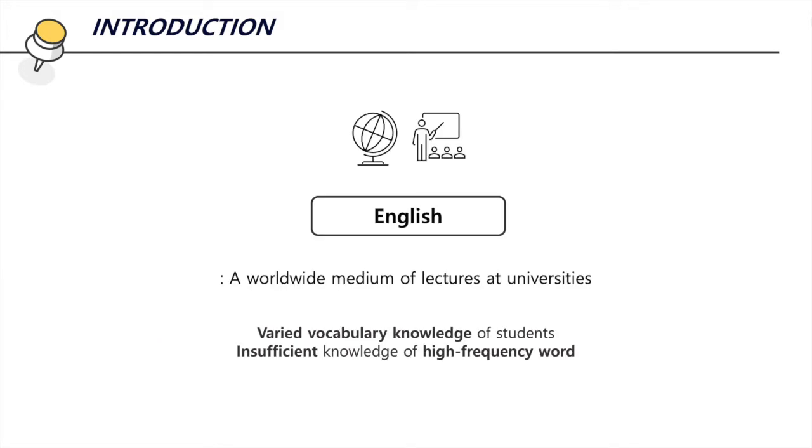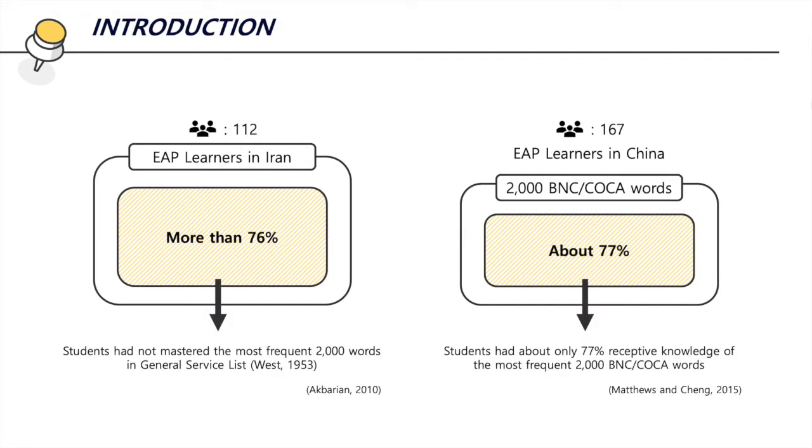English is a widely used medium of instruction at institutions around the world, but we need to consider students' varied vocabulary knowledge, and they may have insufficient knowledge of high-frequency words. There are some previous studies regarding the lack of knowledge about high-frequency words. According to Akbarian, more than 76% of 112 EAP learners in Iran did not have knowledge of the most frequent 2,000 words in the General Service List by West. Also, Matthews and Chang's study showed that 167 EAP learners in China had only about 77% receptive knowledge of high-frequency words.